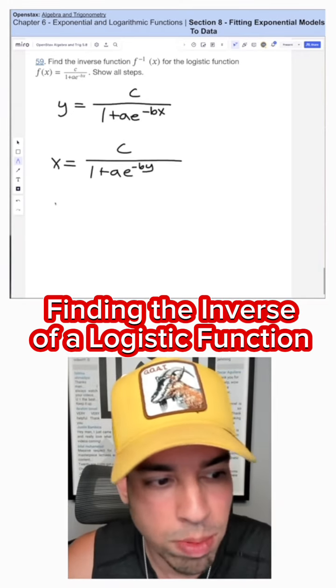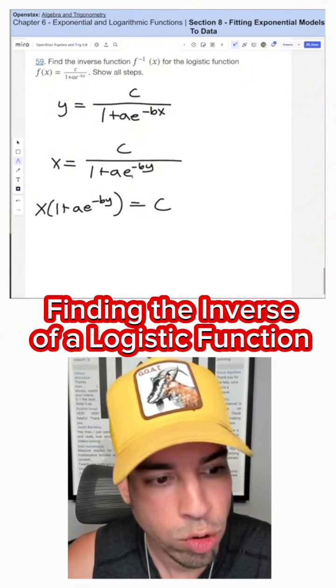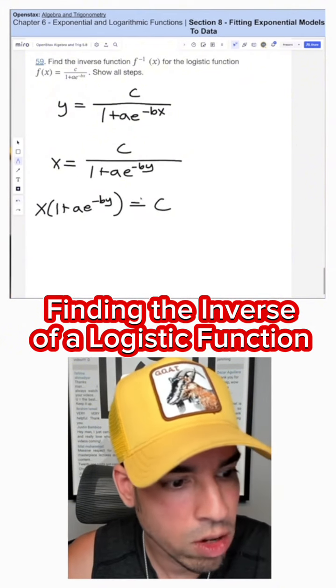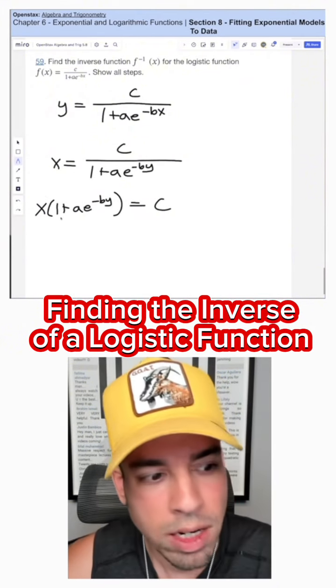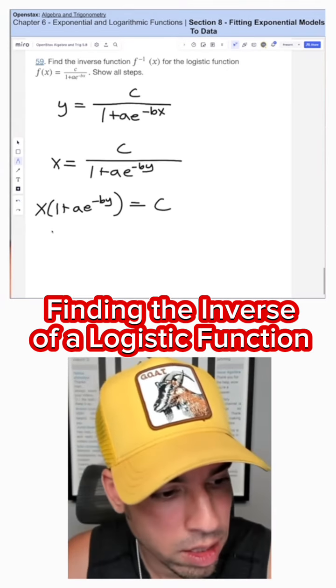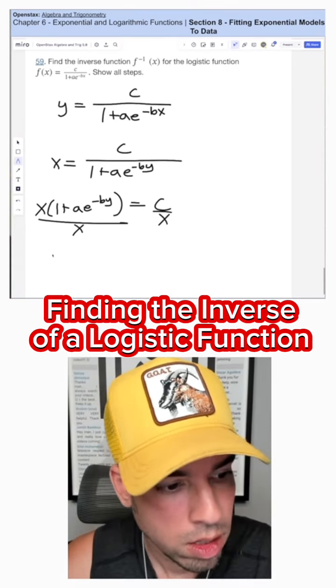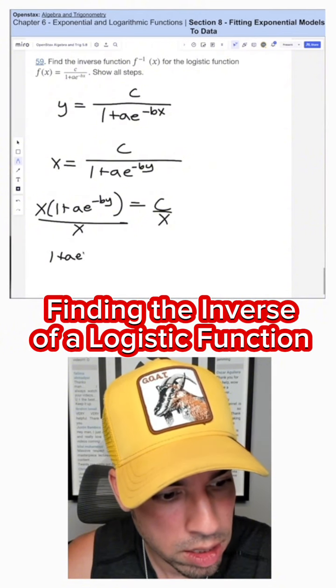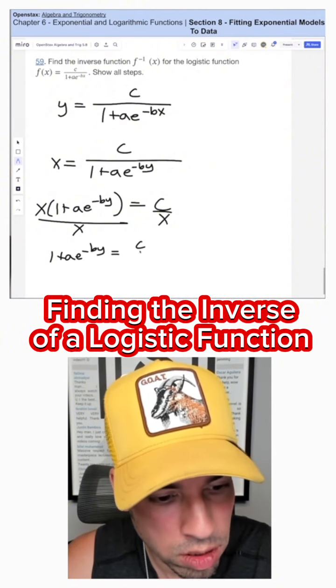So first I'm going to multiply both sides by this denominator. Of course, when we multiply the right side, it just cancels out, and the left side multiplies by the x. And now we could distribute, or we can just simply divide both sides by x because we're trying to isolate that y. So let's just divide by x. And then we get 1 plus a e to the negative b y equals c over x.